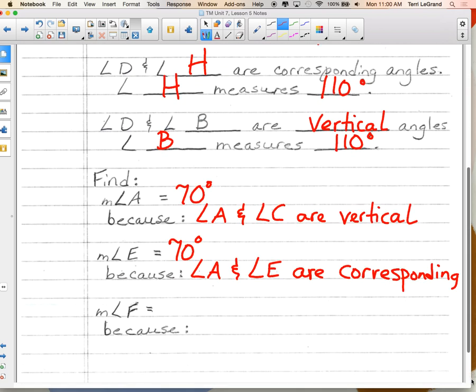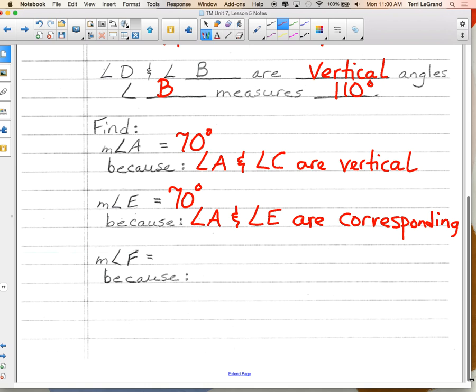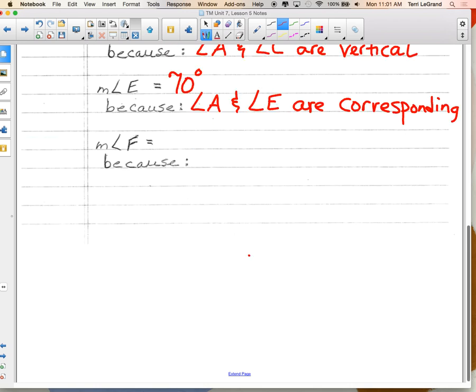Okay? You pick. You do it yourself. You pick which relationship you are going to use to pair F up with another angle. Tell what relationship they have. That's the because. And then you can give its measure. And I'll take a volunteer up here to write your because and the angle measure. Okay, go ahead, Harley, you can be the first one up, and then if somebody else has a different one, they can be the next one up.